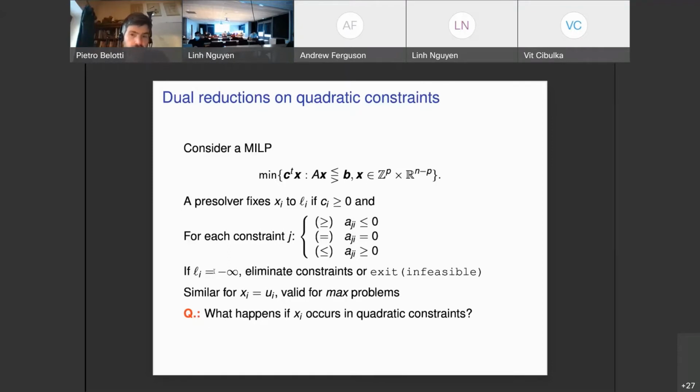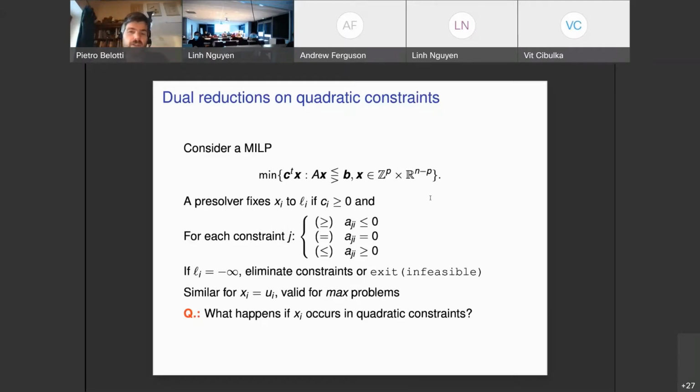We could even end up seeing that L, the lower bound, is negative infinity, which basically means that either we need to eliminate the constraint, or that the problem itself is infeasible. The same holds for the upper bound, of course. You just need to invert a couple of signs here and there. This is also a very simple technique that's used in mixed integer linear programming.